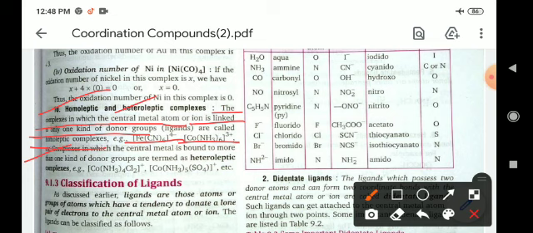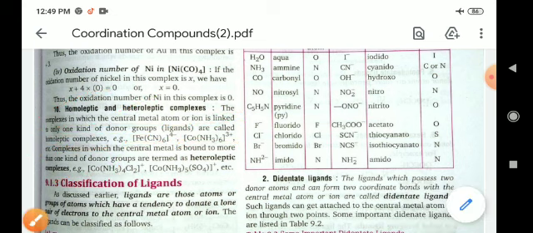But in heteroleptic complexes the donor atoms attached to the central atom or ion are different. For example, [Co(NH3)4Cl2]. In this complex ammonia and chlorine are both present, so the ligands are different. This type of complex compound is called a heteroleptic complex. So these are some of the terms which are used in coordination compounds.